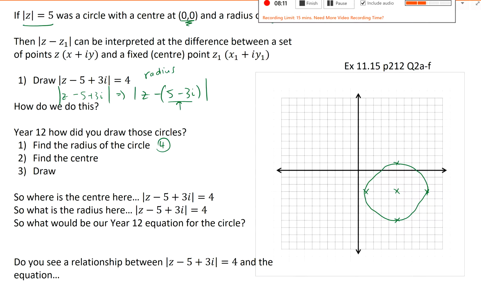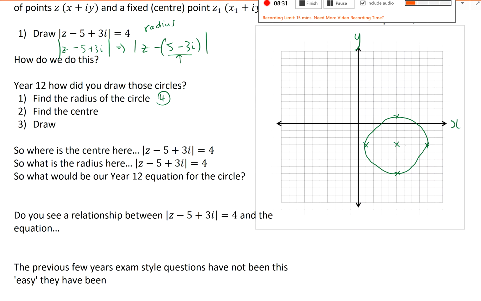Now what I got you to do in class, remember this is talking about the real and imaginary planes. But what if it wasn't the real and imaginary planes? What if it was x and y? What would that equation be on an xy plane? And most of you were quickly able to say, okay, so that's going to be x minus 5, because that's how you move it to the right, squared, plus y plus 3 squared equals 4 squared.